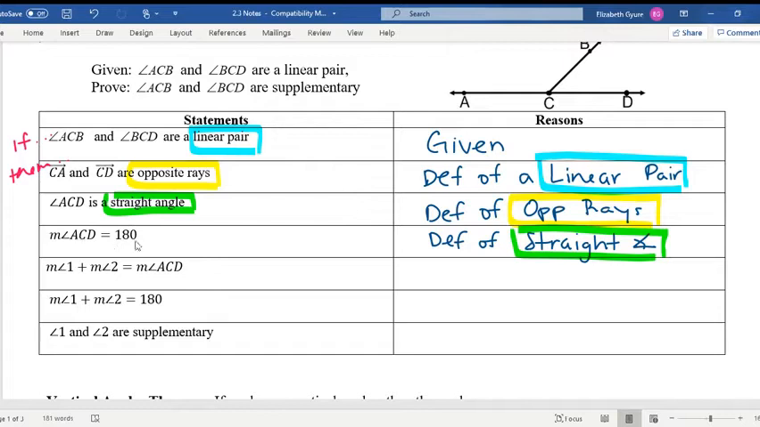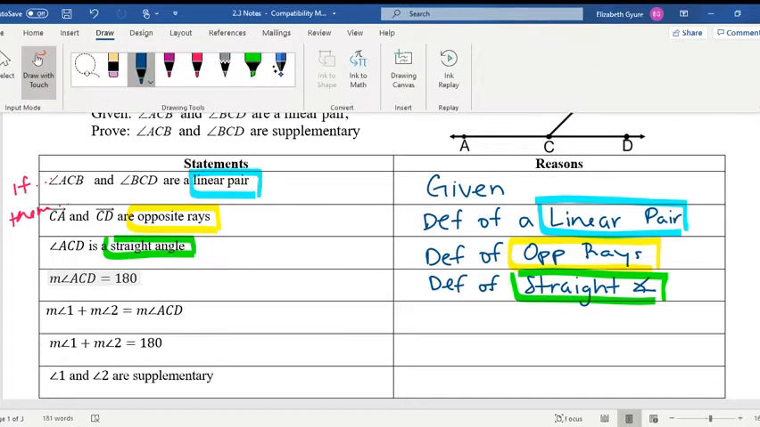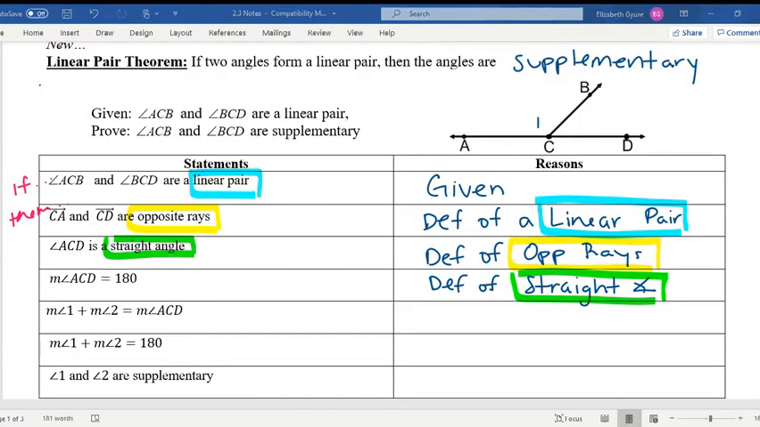Okay, but now I have that the measure of angle ACD equals 180. And then in my next line, it's telling me that the measure of angle ACD equals the measure of angle 1 plus the measure of angle 2. I have a little bit of a problem because if you look at your picture, are either of them labeled as 1 and 2? No, so let's do that first. I don't care which one you make which. I'm going to make this one angle 1 and that one angle 2. So go ahead and label that.